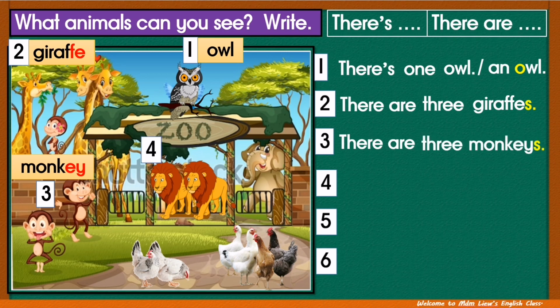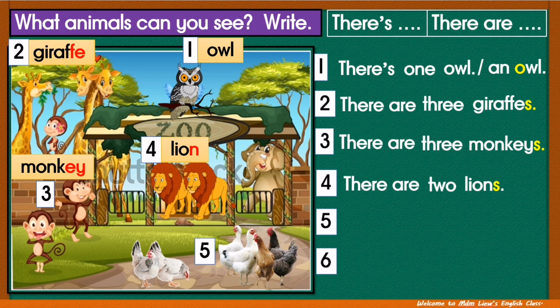Number 4. What is this? Good, lion. How many lions can you see? Yes, 2, more than 1. So begin your sentence with good, there are, followed by the number yes, 2, and the plural of lion is. Now, what do you need to do to make the noun lion plural? Very good. Just add S, lions. There are 2 lions.